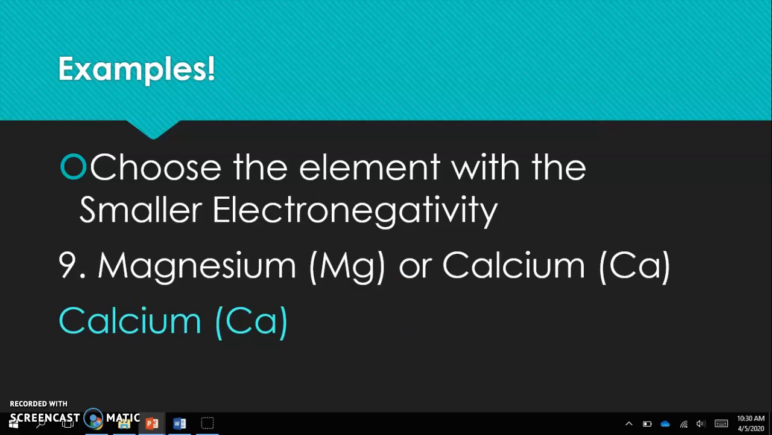So if it said choose the element with the most electronegativity, you would choose magnesium. So if you're ever taking a quiz or a test or looking at practice problems, you just want to be careful and see if they're asking for the smallest or the largest radii, electronegativity, or ionization energy. Okay, so that was your quick review on periodic trends.